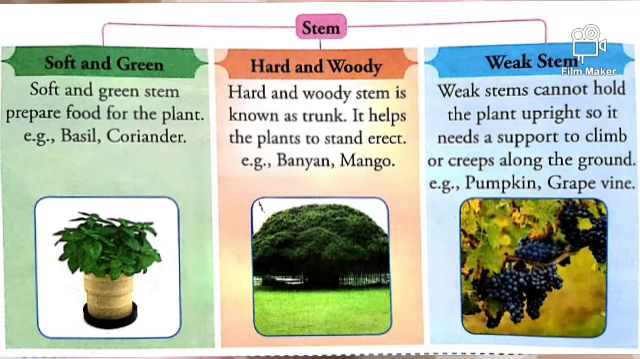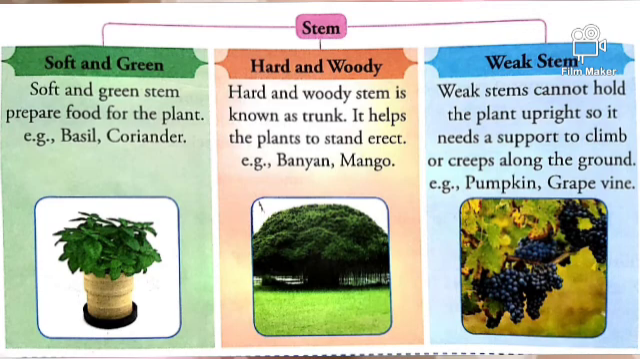The first type of stem is soft and green. Soft and green stems prepare the food for the plant. Some of the examples are basil and coriander. The second type of stem is hard and woody. Hard and woody stem is known as trunk. Trunk can be seen in big trees. It helps the plant to stand erect or to stand straight. Some of the examples are banyan tree and mango tree.